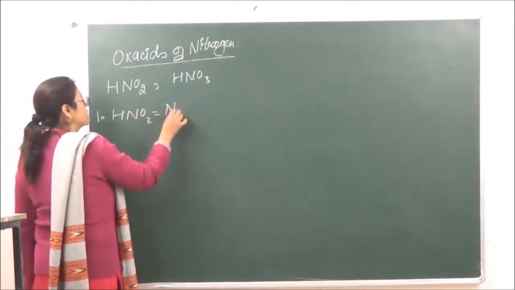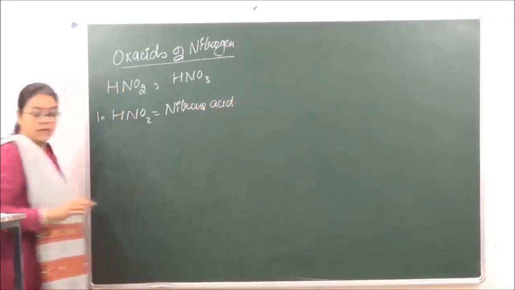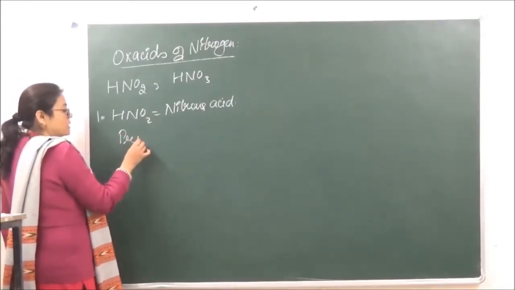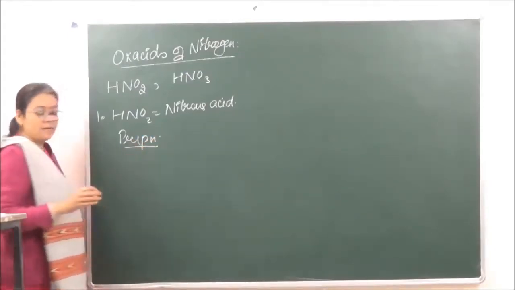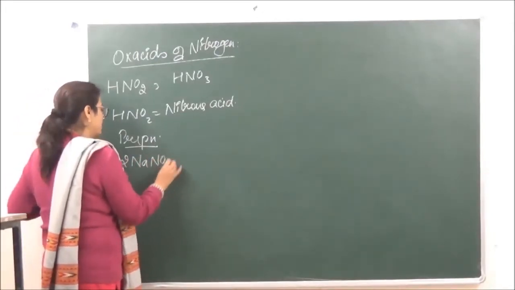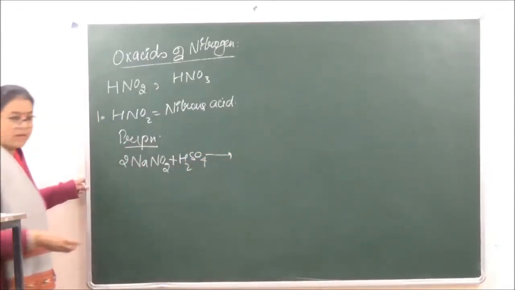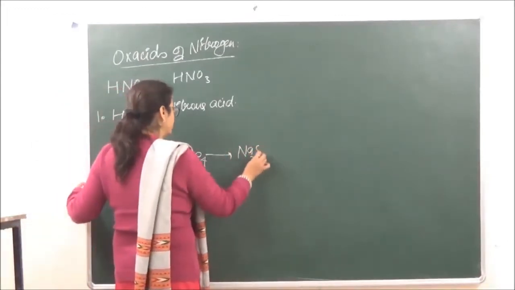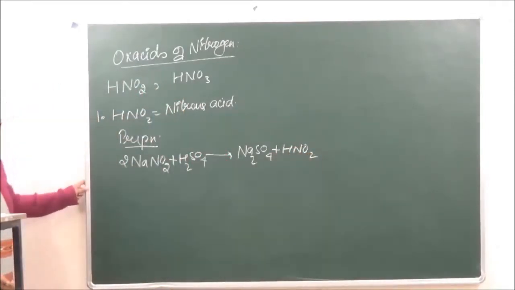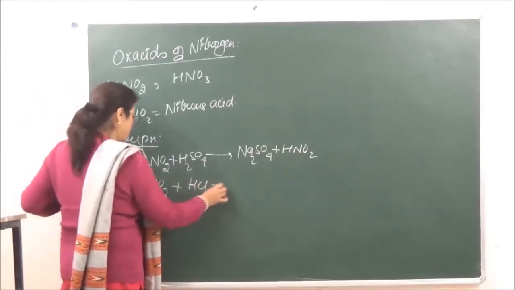which is known as nitrous acid. Nitrous acid can be prepared by reacting sodium nitrite with H2SO4 to give us sodium sulfate plus nitrous acid, HNO2. ठीक है?